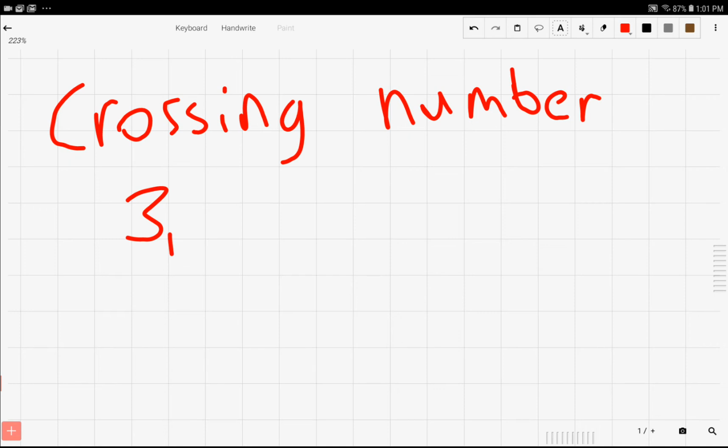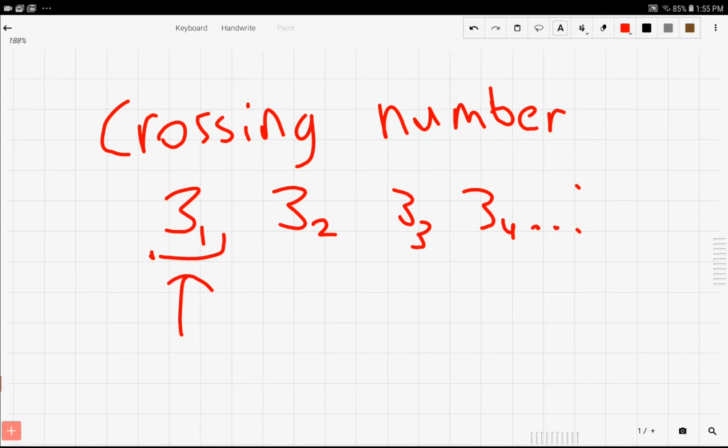And there's many other knots that have 3 intersections, so we'll have 3 sub 2, 3 sub 3, 3 sub 4, and so on. So this type of notation right here is known as Alexander-Briggs notation, and it's really easy to write primes in a notation.